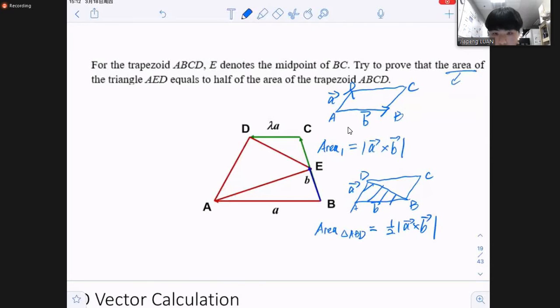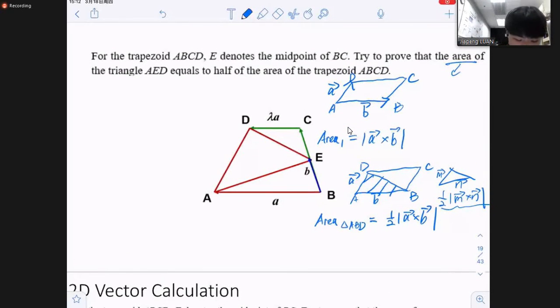So if you want to calculate the area of a triangle, and it has vector M and vector N, you just write down half M cross N. So that is the area of this triangle.